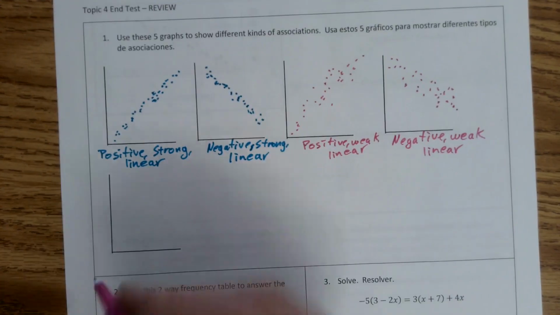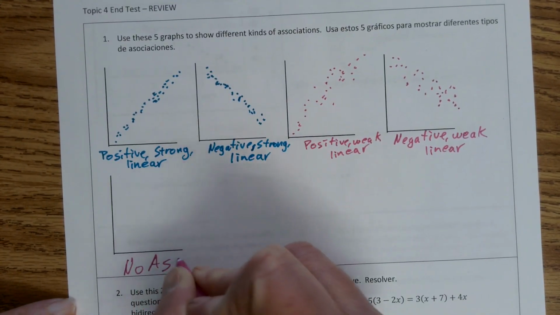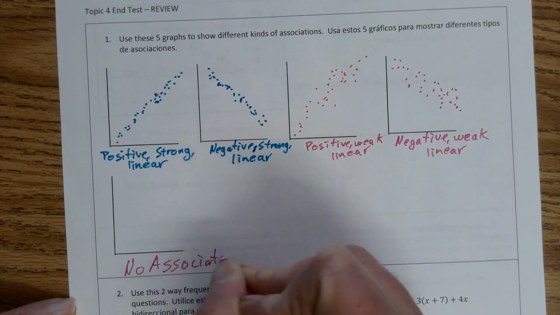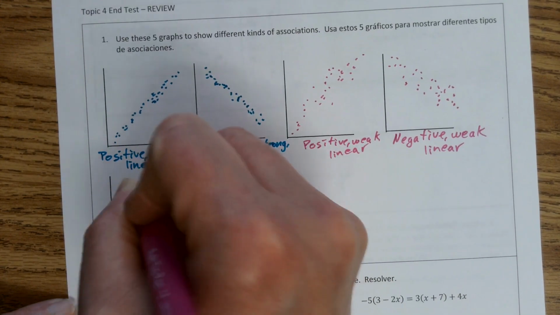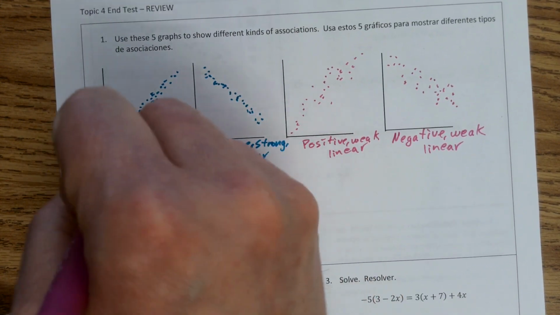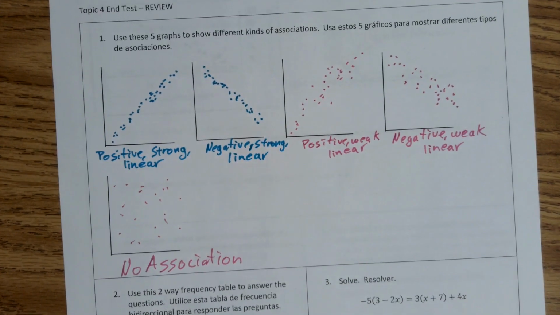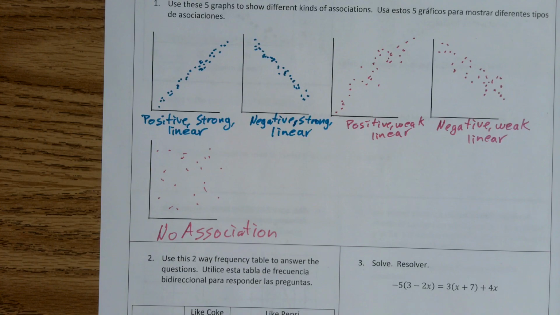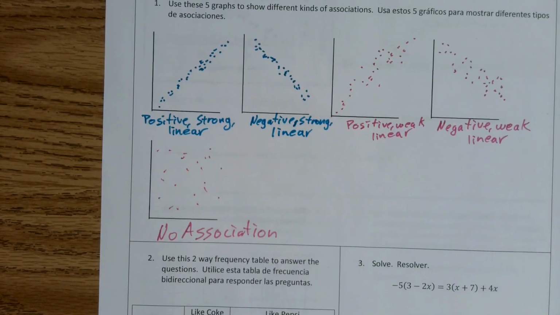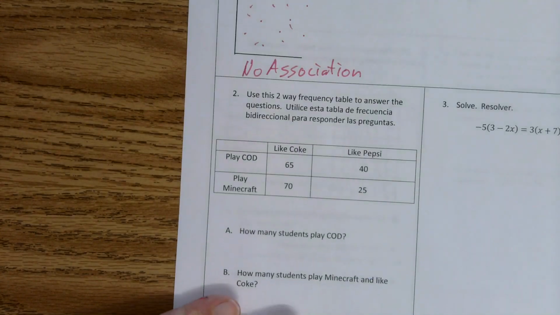Okay, last one, no association. This is when there's really no pattern. You can't really draw a line through it. The points will kind of just be scattered all around like that, okay? There's not really any rhyme or reason you can make of that. So yeah. Cool. All right, use this two-way frequency table to answer the questions.